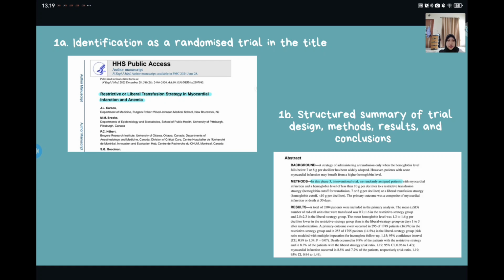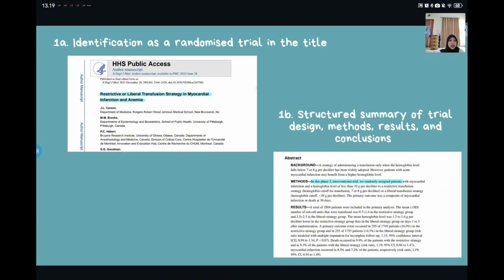So let's begin with the title. The title should say that this is a randomized trial, but in this article, it does not say it clearly. There is a small problem, but that doesn't mean that this article is not an RCT.